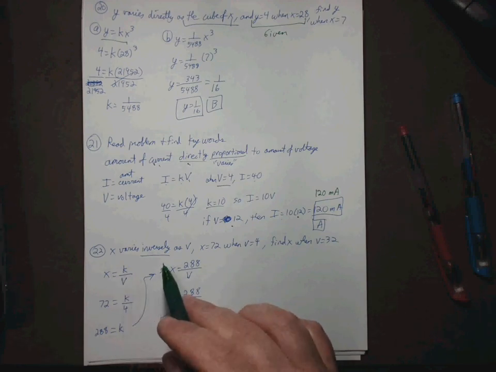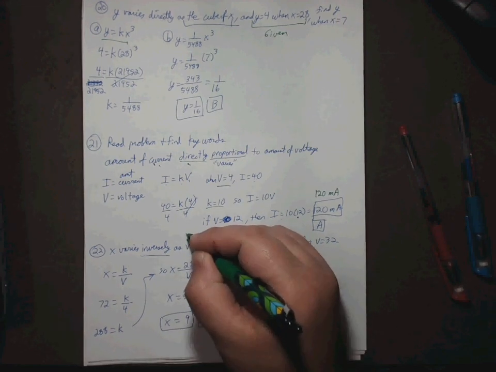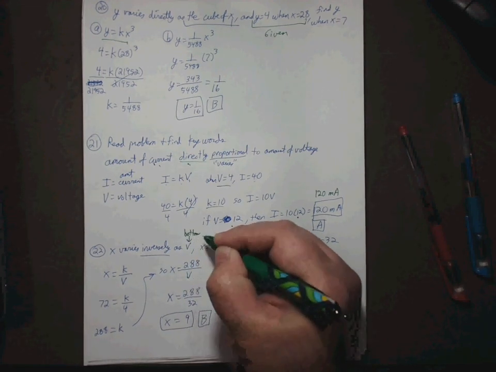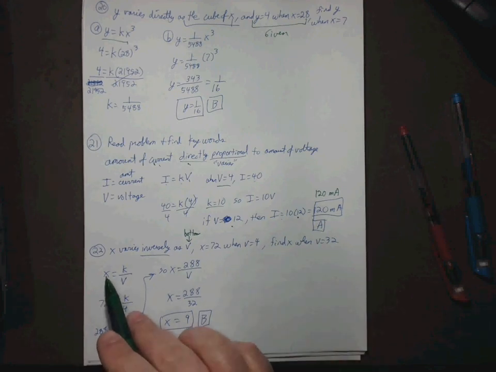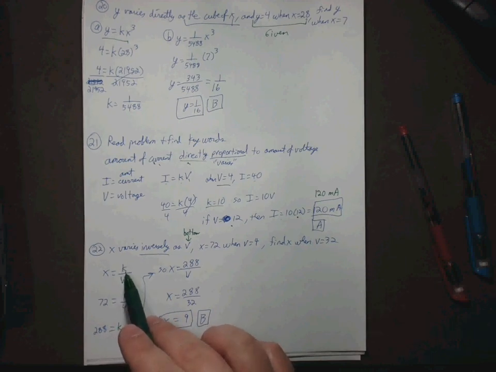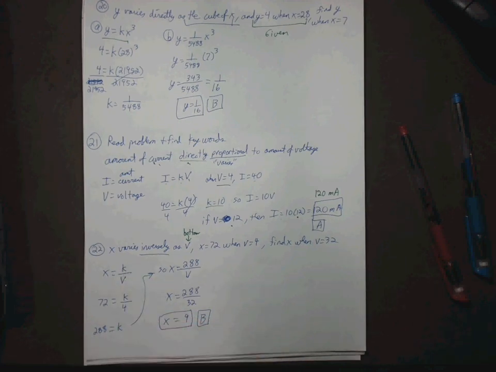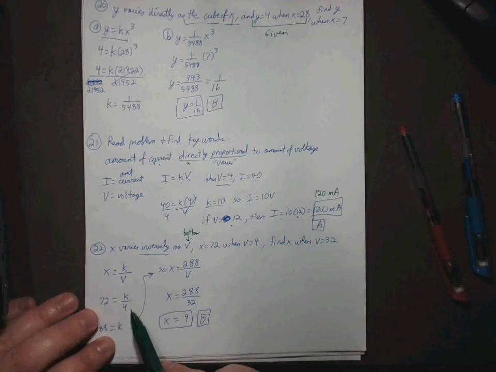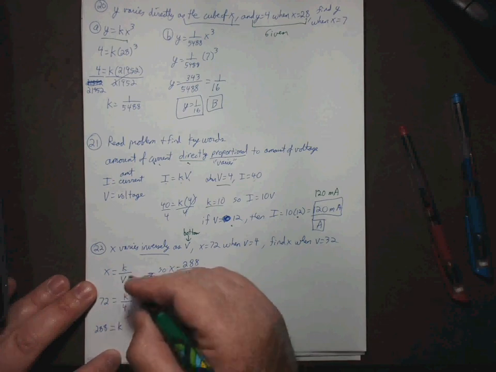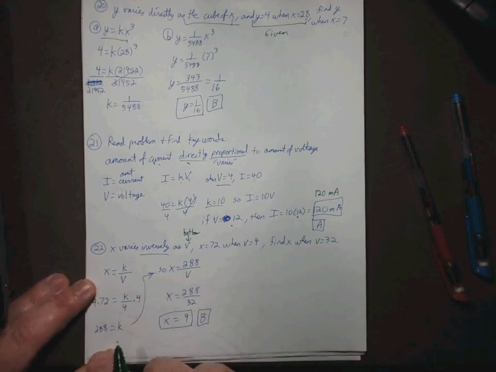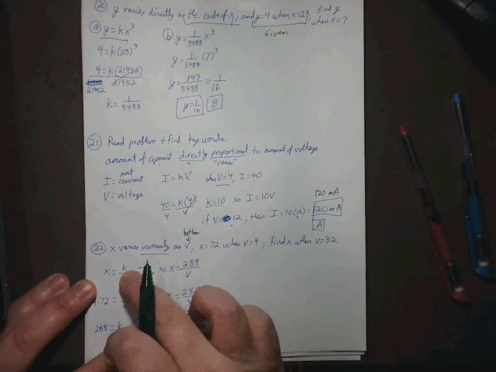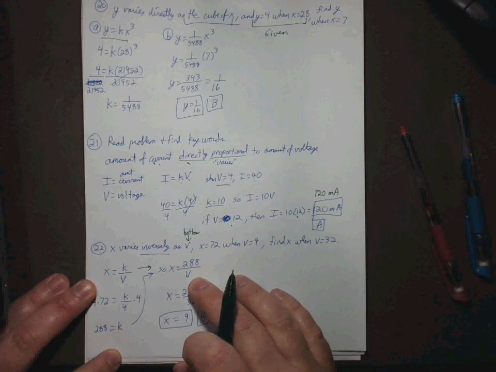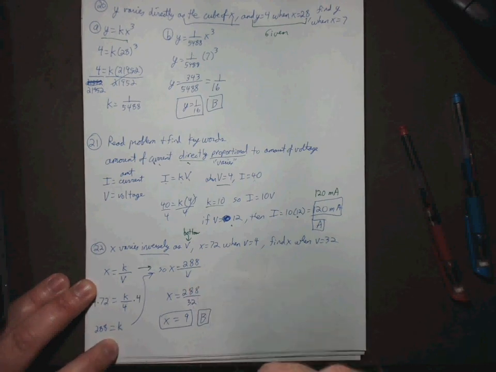Okay. X varies inversely as V. This goes in the denominator, because it's inversely varying to it. So X equals, the K is still on top. K is always in the top there, over V. Okay, and so when X is 72, V is 4. Multiply both sides by 4, and you'll get, right here, K is 288. So our formula becomes X equals 288 over V, because K is 288.